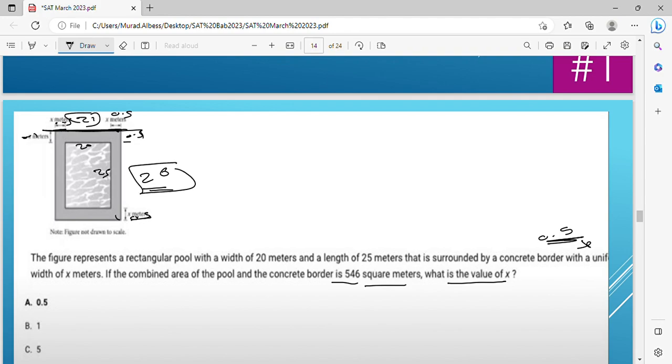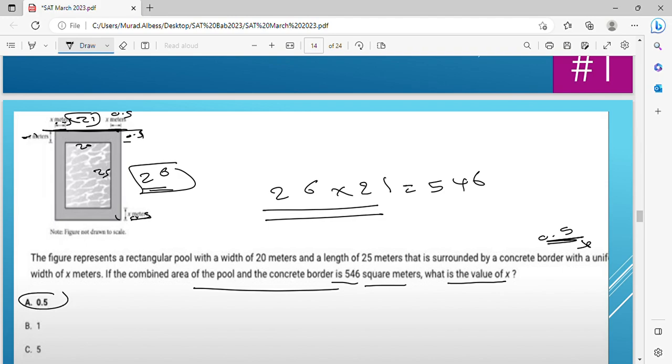He asked us for the combined area of the pool and the concrete. So that's 26 times 21, which is equal to 546. Okay, so we need 0.5 here. Next question.